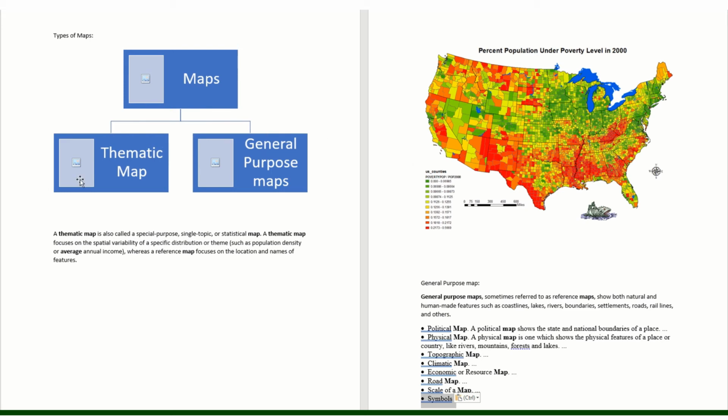You have to revise all these, and once you see a map, you should be able to identify what exactly the map is showing, and then label it. So the maps are two types: the thematic map, which shows statistical data and has a single topic, and the general purpose maps, which show man-made or natural features but cannot show both at the same time. The list you can see below shows the general purpose maps.